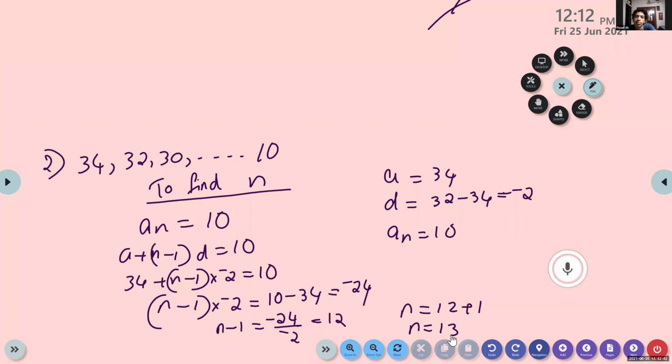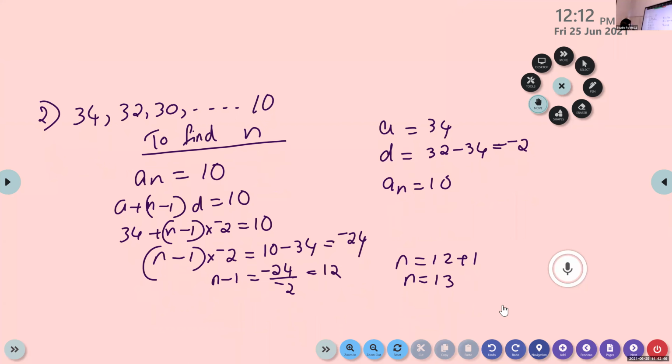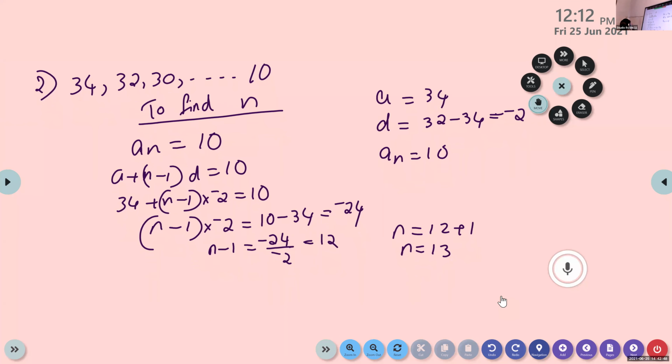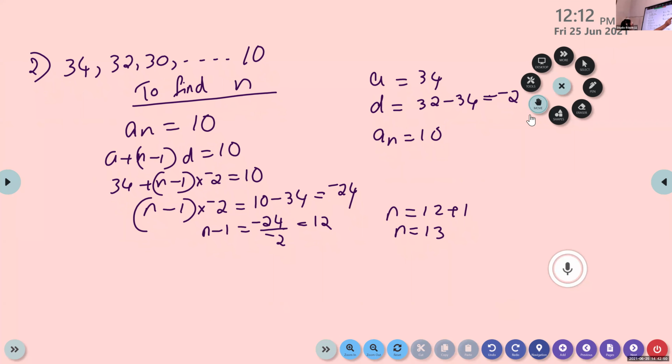Ma'am, I'm going to put that negative 2 in a bracket now. Here there is only one negative number, so if you put it or not, no problem. While taking it to the denominator, take negative 2. Negative 24 by negative 2. Now we got n equal to 13.